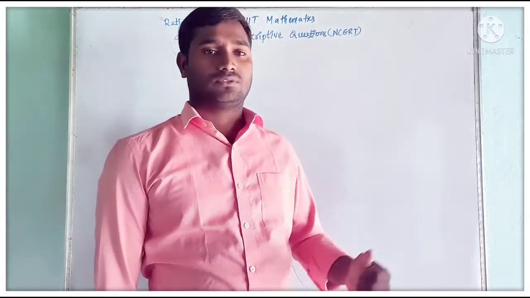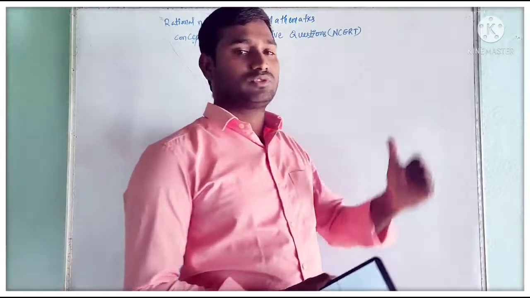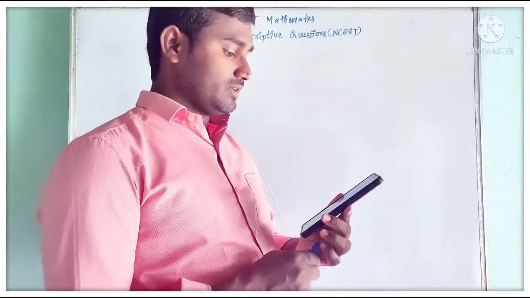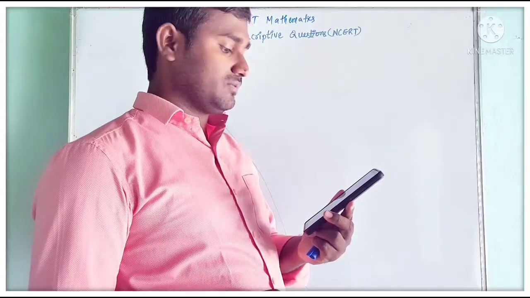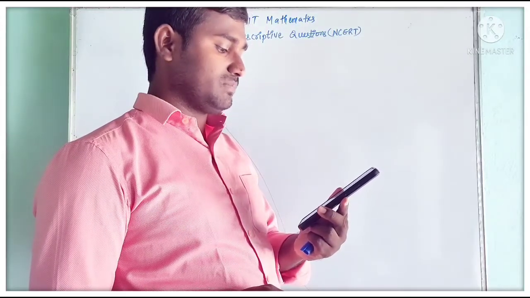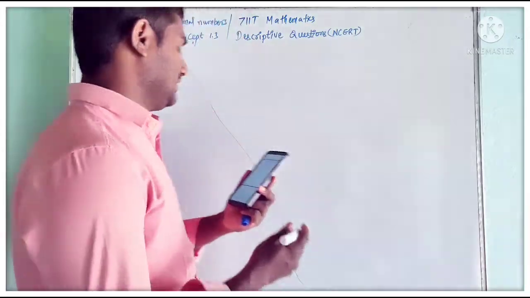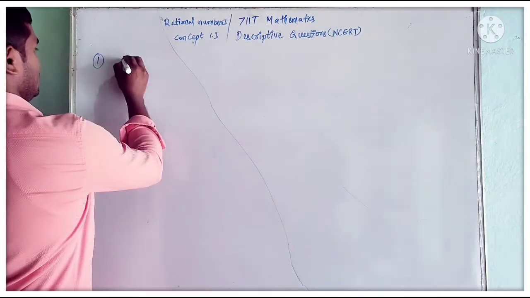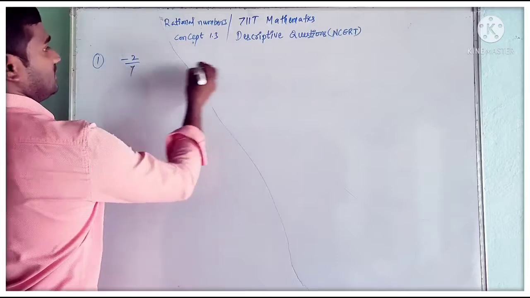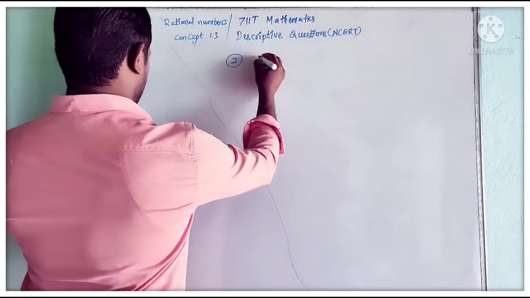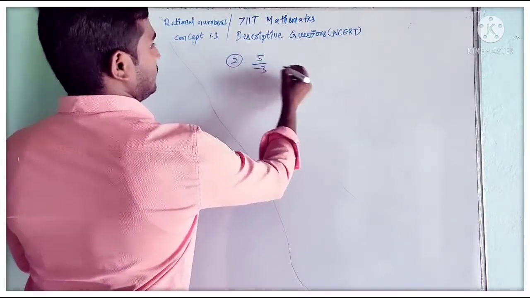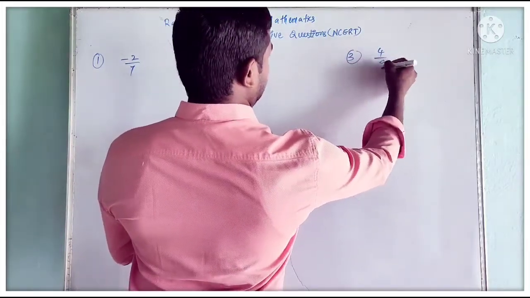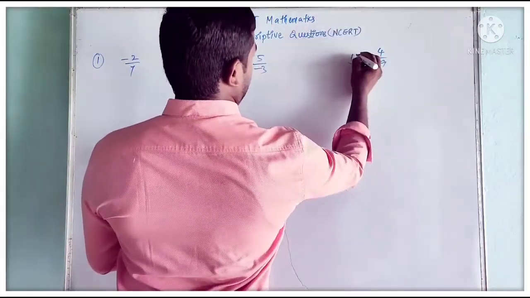Okay. So now I am going to discuss descriptive questions from NCERT. In that, the first question is: give four rational numbers equivalent to each of the given rational numbers. So we need to write equivalent rational numbers for each. The first is minus 2 by 7, the second is 5 by minus 3, and the third is 4 by 9. You can write them in Roman numerals.